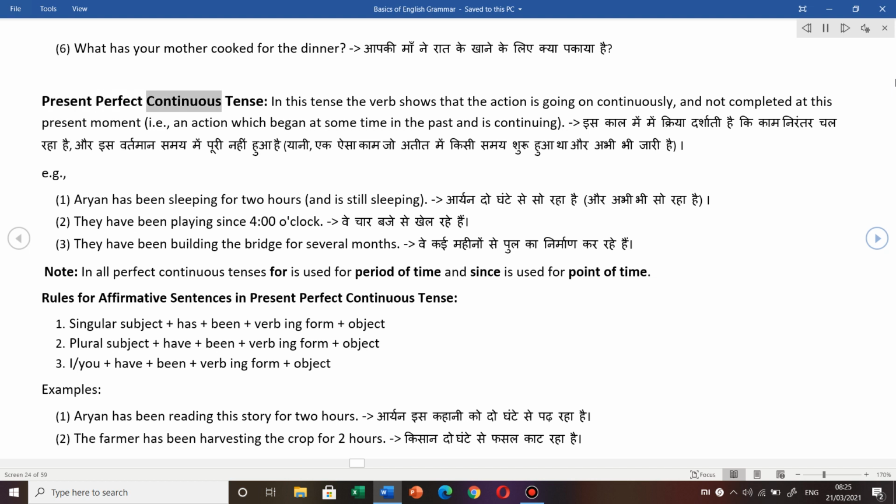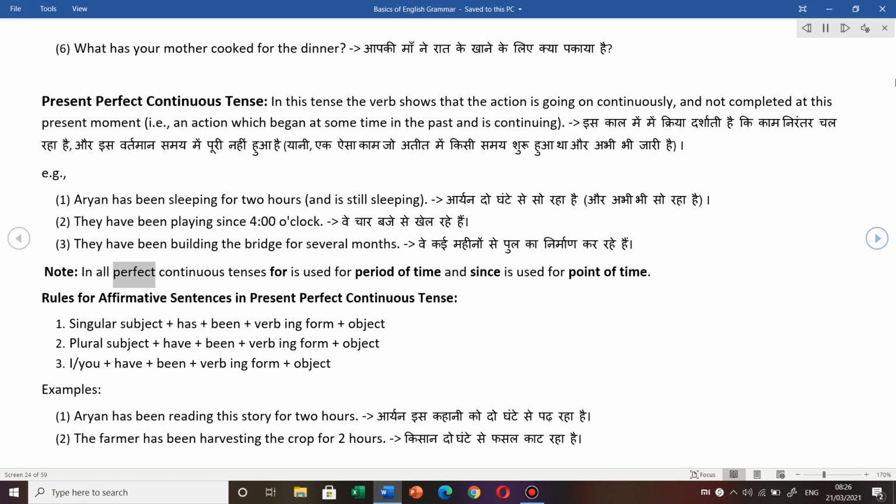Present perfect continuous tense. In this tense the verb shows that the action is going on continuously, and not completed at this present moment, i.e., an action which began at some time in the past and is continuing. For example, Aryan has been sleeping for 2 hours, and is still sleeping. They have been playing since 4 o'clock. They have been building the bridge for several months.